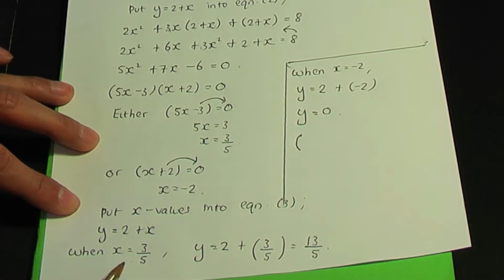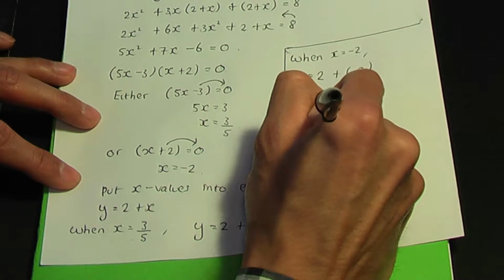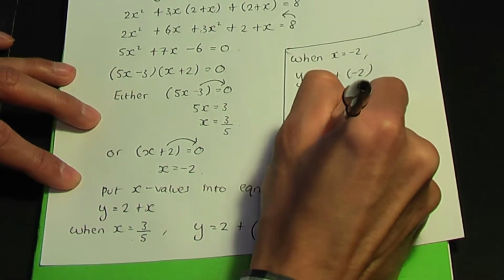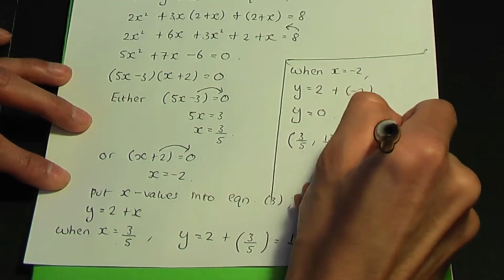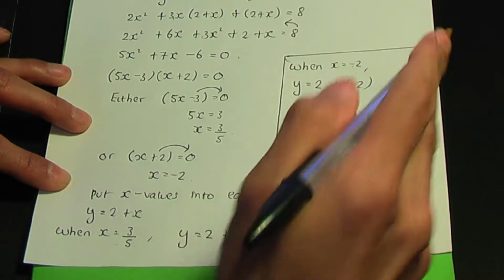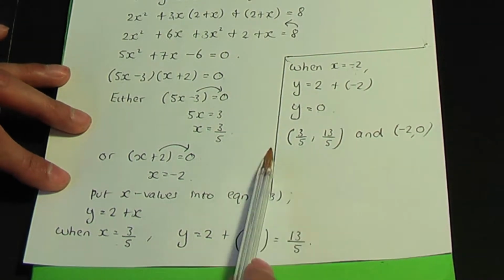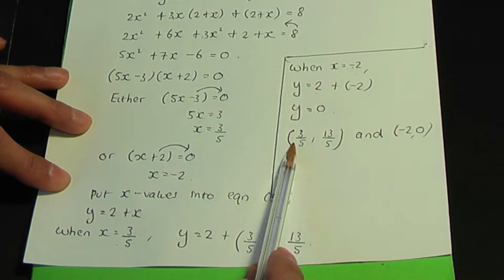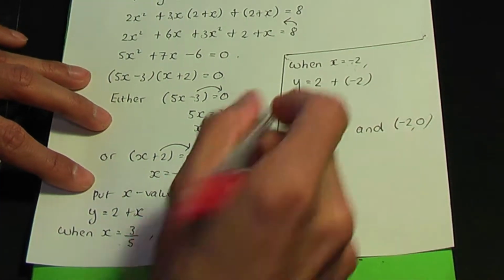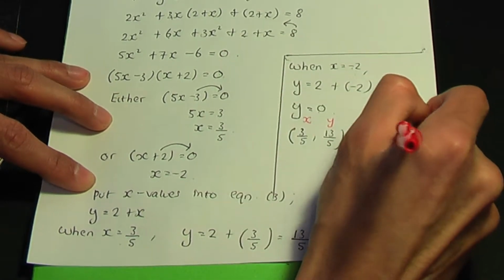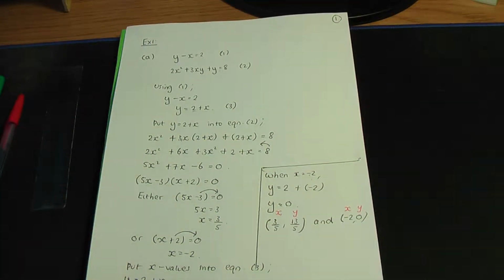So the first solution is when x is 3 over 5, y is 13 over 5. So that is your first solution. And the second solution, when x is minus 2, the corresponding y is 0. Okay, so you can express your solution in this form, and when you express your solution, write the terms in order of the alphabet, so meaning x before y. This should be the solution to example 1 part A.